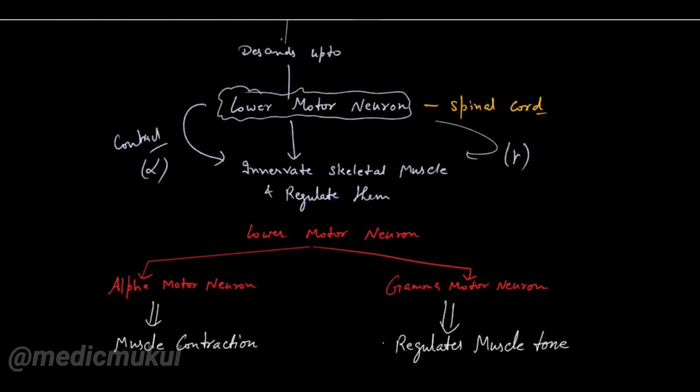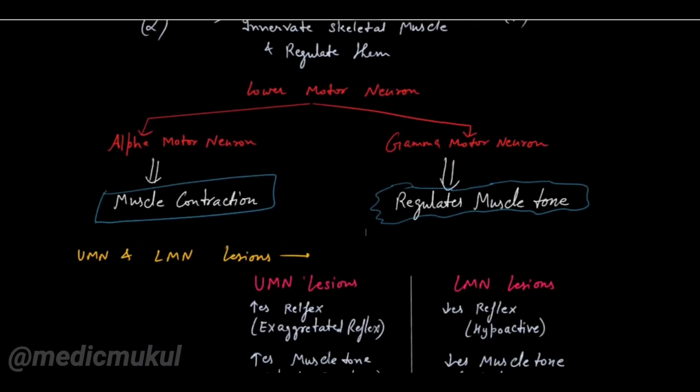The alpha motor neuron is responsible for muscle contraction. Responsible for what? Muscle contraction. If we talk about the gamma motor neuron, it regulates what? It regulates muscle tone. It regulates what? Muscle tone. Then the next is what?